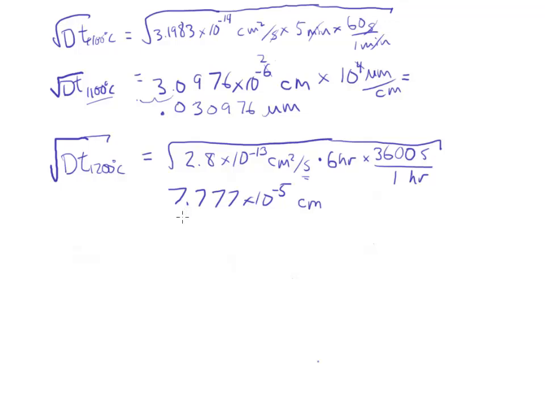Now if I make this one smaller, I've got to make this one bigger, so that's 10 to the minus 4 centimeters, which is equal to a micron. So this is 0.78 microns, just like in your book.